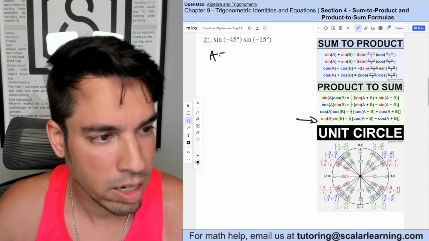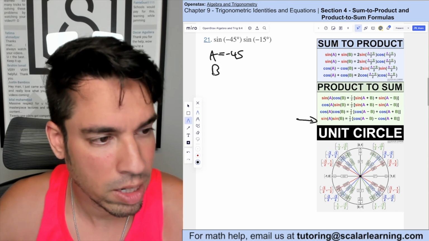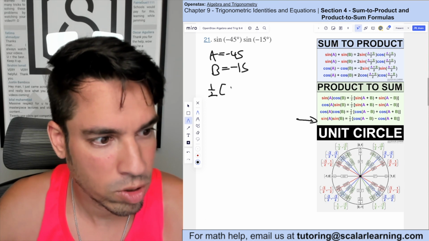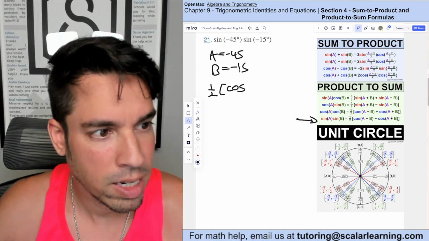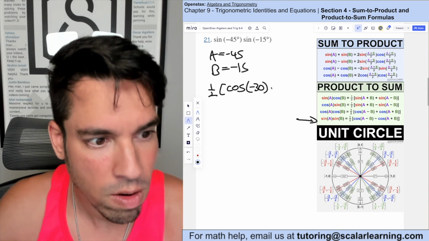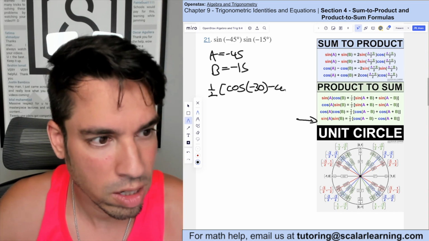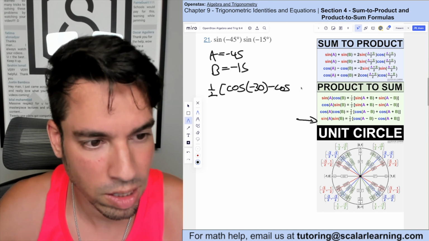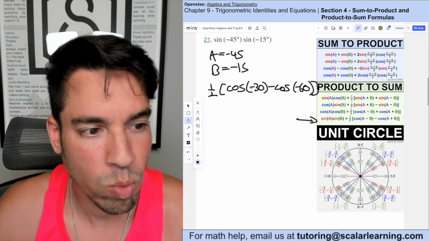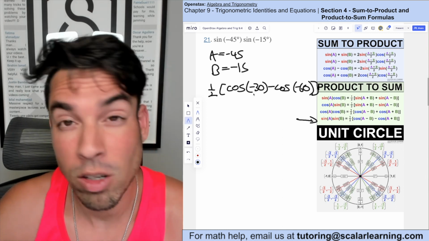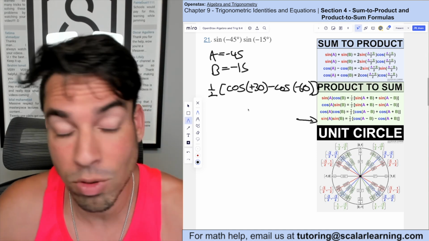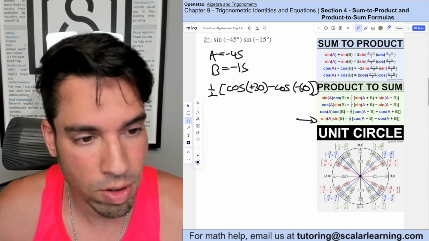For this one, we're turning a sine product into a sum, so that's right here. So I'm going to set a equal to negative 45 and b equal to negative 15. First of all, we have 1/2 times cosine of a minus b, that's negative 45 minus negative 15, which is actually negative 30. And then that's minus cosine of the sum of these two, negative 45 plus negative 15 is negative 60. All right, so a couple ways we can approach this. Number one, we can find coterminal angles, but the second way is to recognize that cosine of negative 30 is the same as cosine of positive 30 because it's an even function. Same with this.